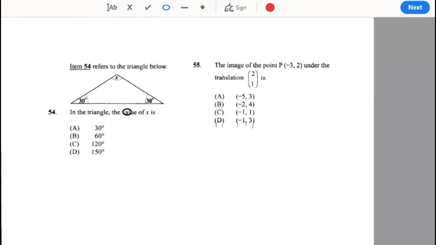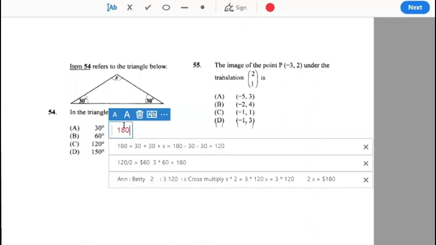If in the triangle the value of X is the total degree within a triangle, or the sum of angles in a triangle, is 180 degrees.